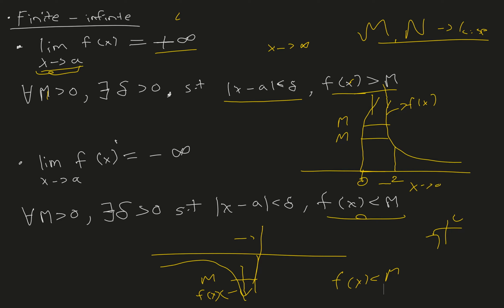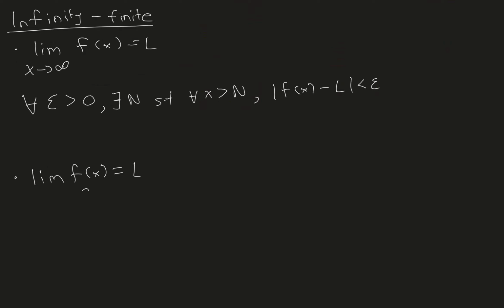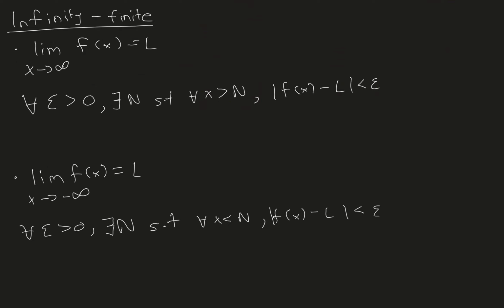As x approaches a finite number, f of x heads off to infinity. So let's look at the infinite finite case. As x approaches an infinite number, f of x approaches a finite number. Since we're dealing with a finite number over here at the limit, we'll come back to epsilon. But since we're dealing with an infinite number as x approaches infinity, we'll replace delta with n.